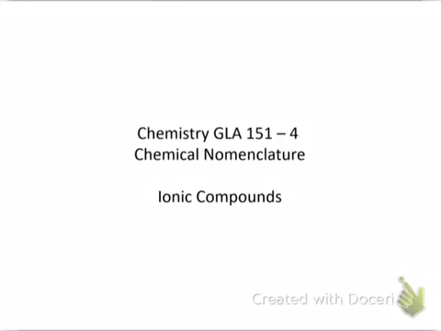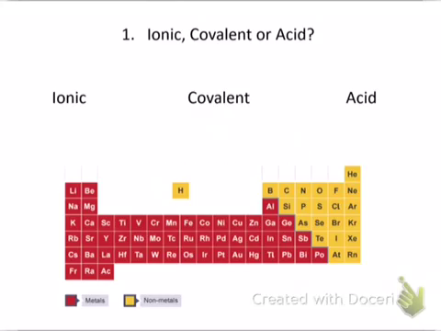In this video, we're talking about naming ionic compounds. The first thing you need to do when naming a compound is to identify it as ionic, covalent, or acidic. Ionic compounds are always made from a metal plus a nonmetal. And how do you know if something is a metal? Well, you're going to look at the periodic table.